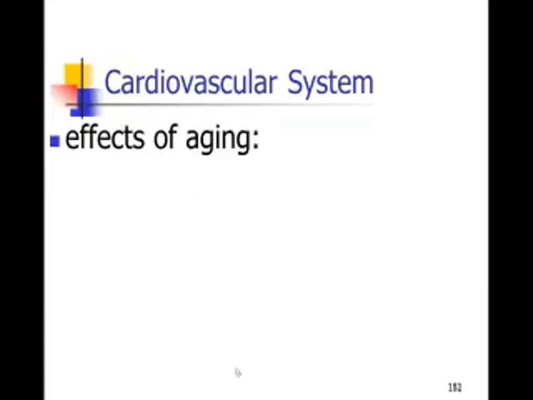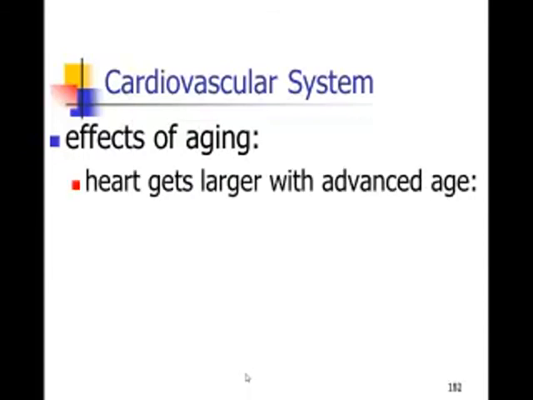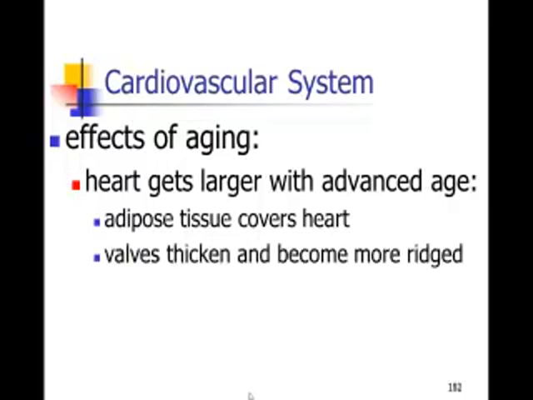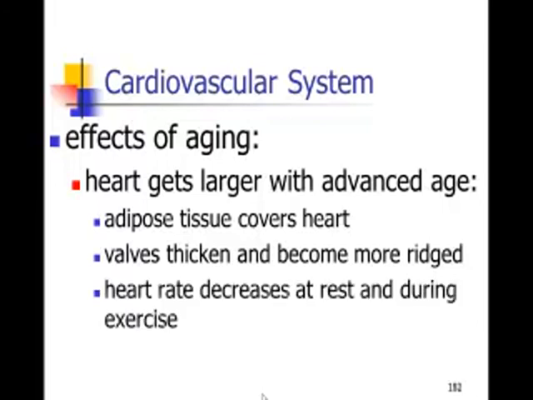So people get old, and when they get old there are effects on the cardiovascular system. Typically the heart gets larger with advanced age. Adipose tissue starts to cover the heart. The valves thicken and become more rigid, and that means that they're not going to be as effective. The heart rate is usually going to decrease at rest and also decrease during exercise, meaning that the capacity for exercise is diminished. The pumping capacity typically drops off.